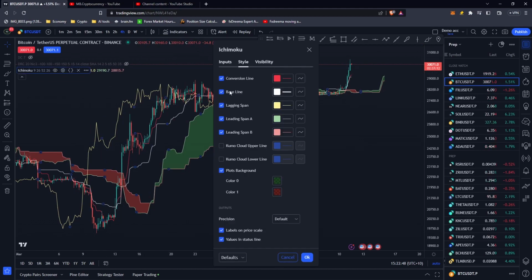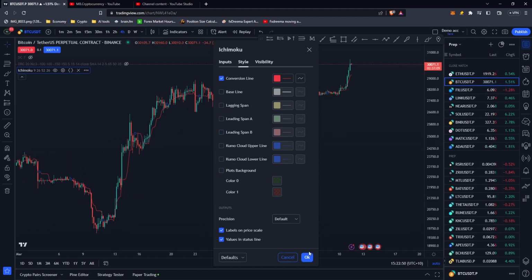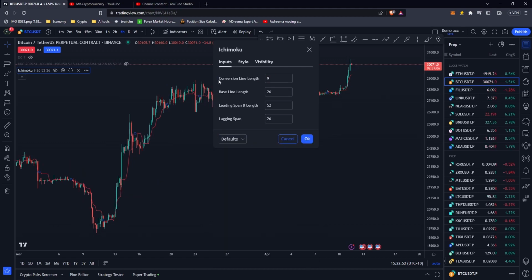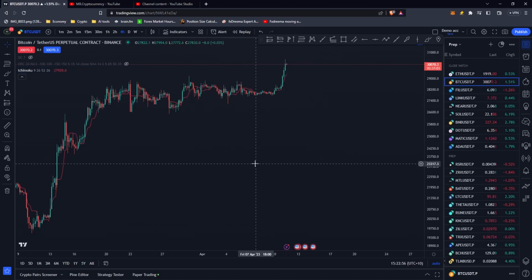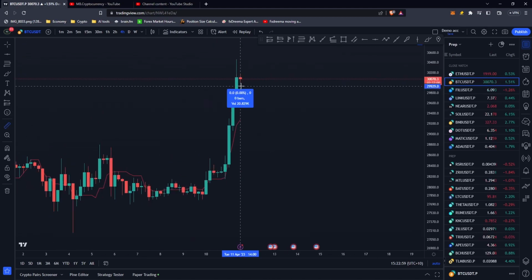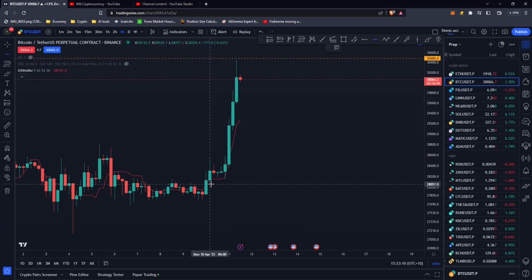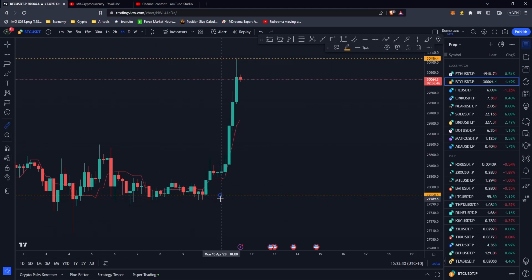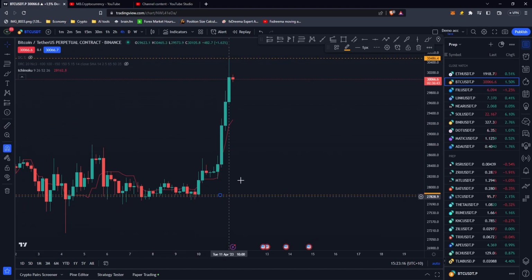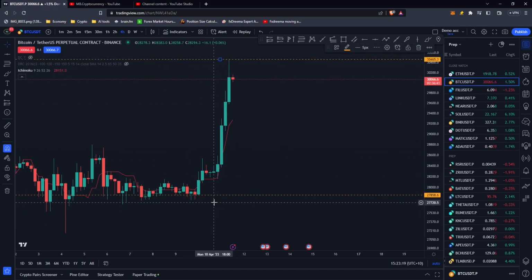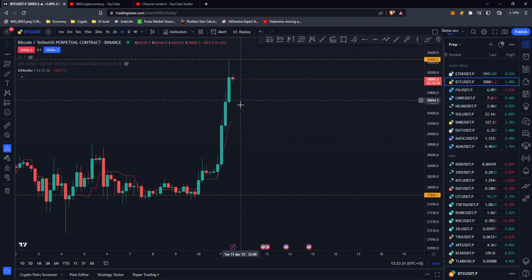So the first line that we are going to talk about is the conversion line, which if you look at the inputs, you can say the conversion line length is 9. What it is saying is it checks the last 9 candles, which is 9 bars. See if you can see 9 bars. It will check the highest and the lowest, let me turn on the magnet. Highest and lowest of the price in the last 9 candles, and then it averages them, and it shows you that currently in this candle the conversion line is here.